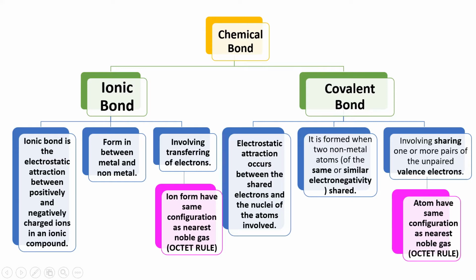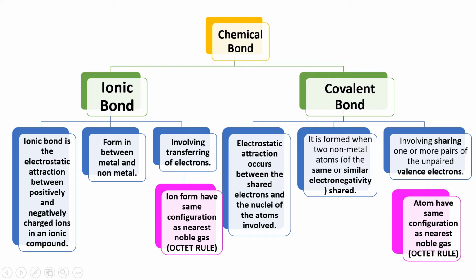So why is electron transferred from metal to non-metal? It is because it wants to form an ion that has the same configuration as the nearest noble gas. So we go to the covalent bond.